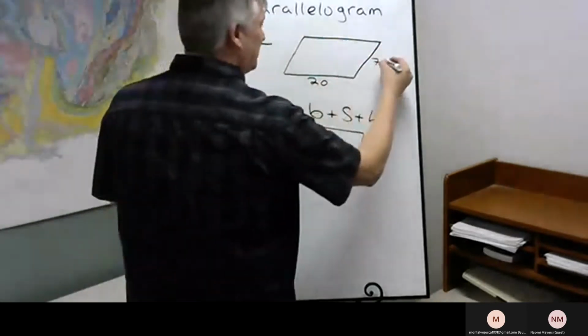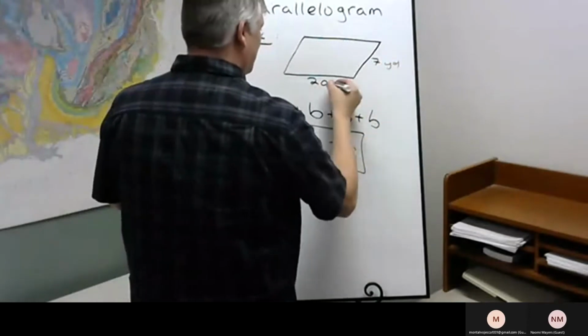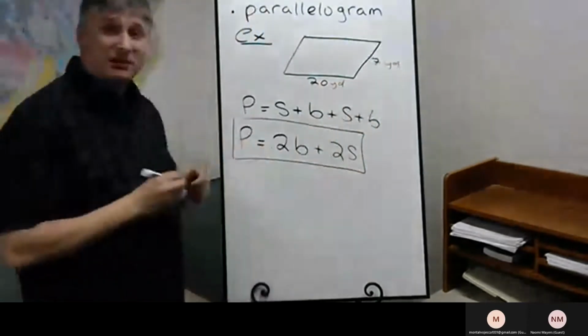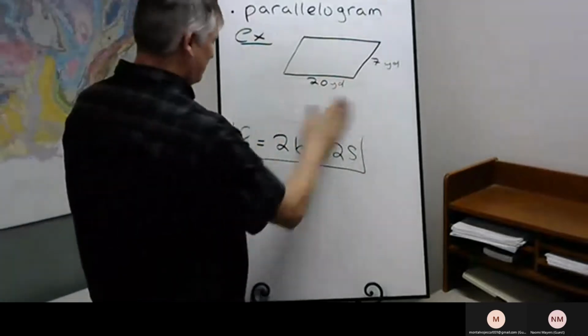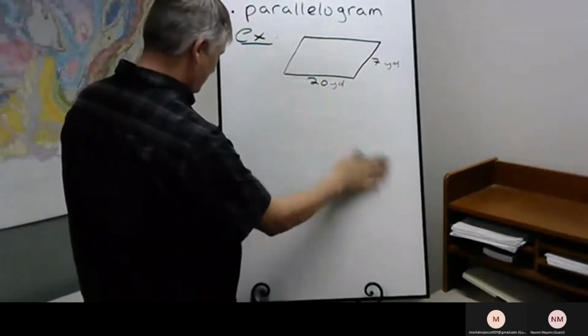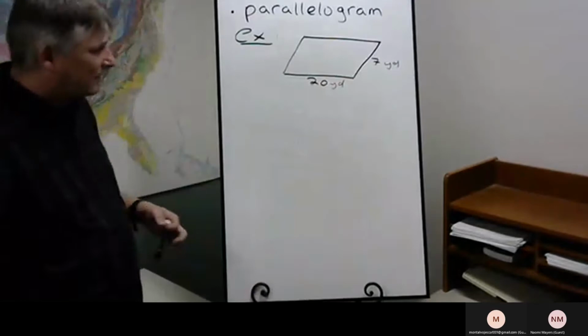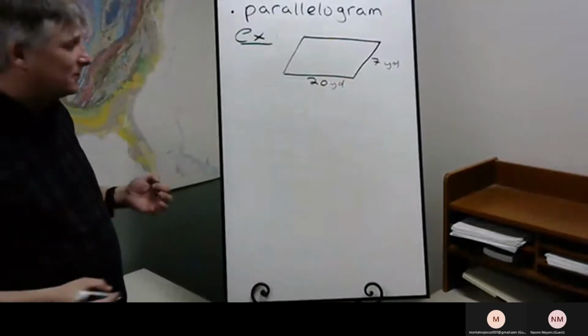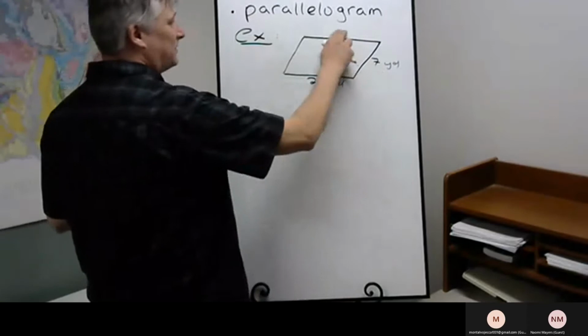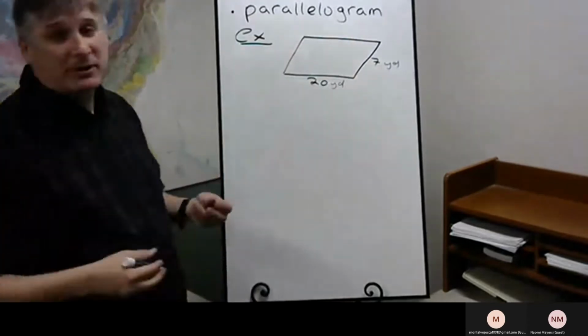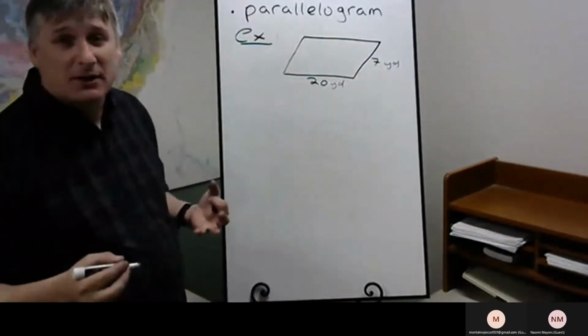Okay, let's give this a unit. Yards and yards. So if we add up the sides, we can come up with the perimeter. So 20 plus 7 plus 20 plus 7, that would give us the perimeter. But let's use that formula.